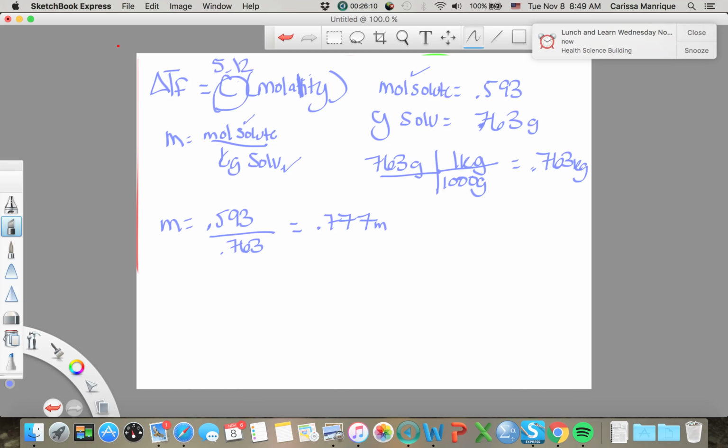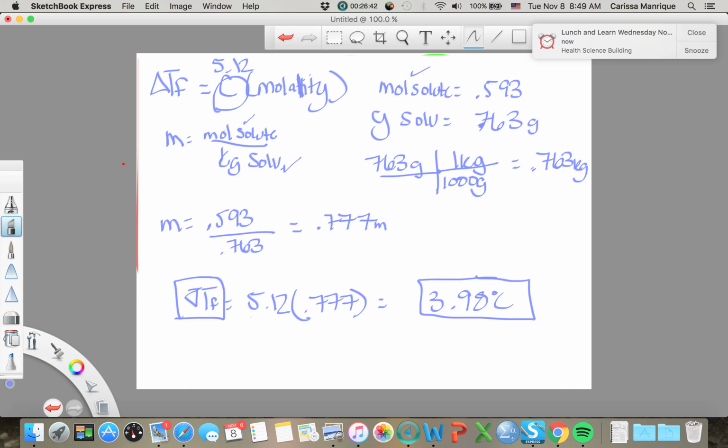So I know that my constant right here for benzene for freezing point is 5.12. So in my formula, I have 5.12. So change in freezing point is 5.12 times the molality, which is 0.777, that I just calculated, and that will give me 3.98 degrees Celsius. Now, I'm not quite done yet. This is just the change in temperature. That means adding this compound to the benzene will change the temperature this amount. But I want to know, well, then what is the freezing point?